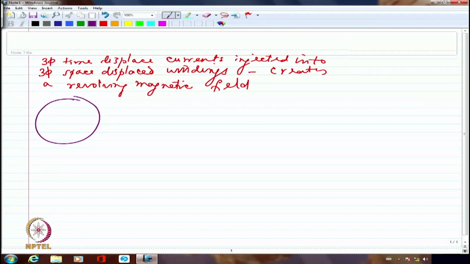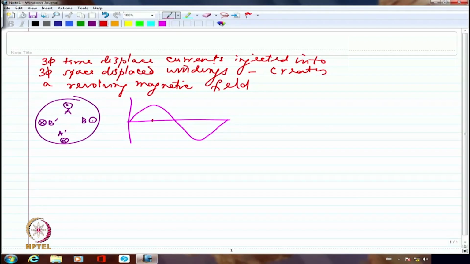motor, I will have maybe A and A dash here, whereas I'm going to have the next phase somewhat coming like this. So this is dot and let us say this is cross. I will have this as dot and this as cross. This will be A phase, whereas this will be B phase. And if I try to look at the two currents which are time displaced, this may be one phase and the second phase will be 90 degrees shifted from this. This is how it will be.